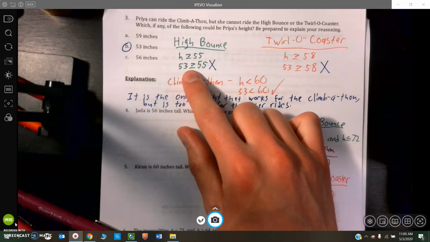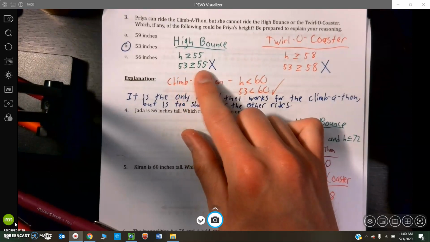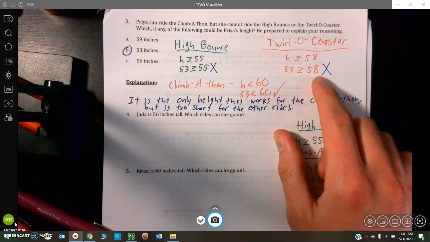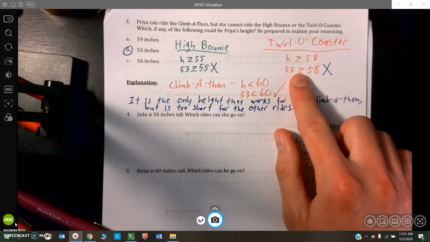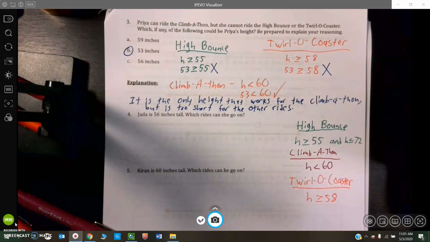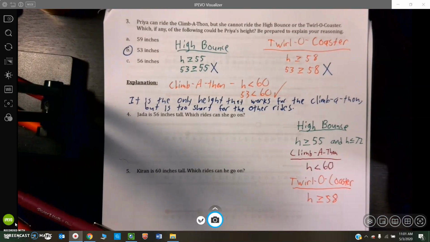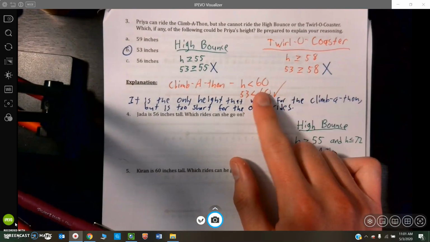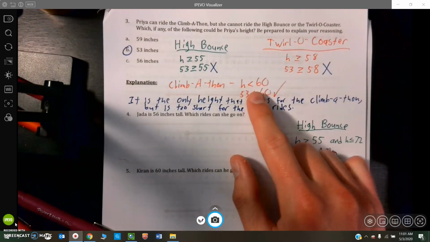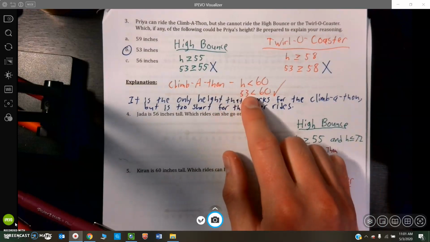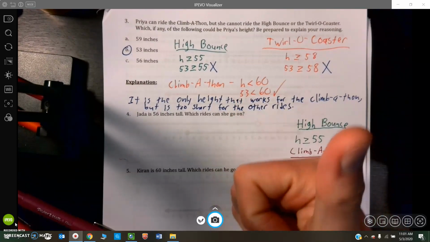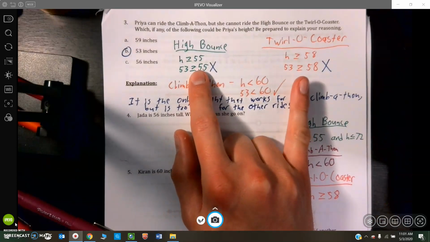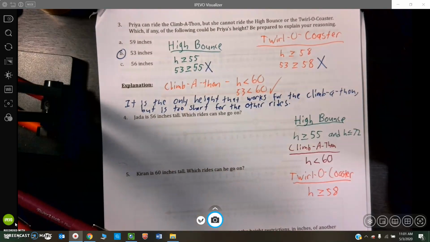And this says 53 is greater than or equal to 55. That's not true. And here it says 53 is greater than or equal to 58, which once again is not true. 53 is not larger or equal to 58. So once again, that shows that this is the only solution that is true. That's why she can ride the climathon, because we plugged it into the inequality and it worked. But when we plugged it into their inequalities, 53 did not work, so she could not ride these rides.